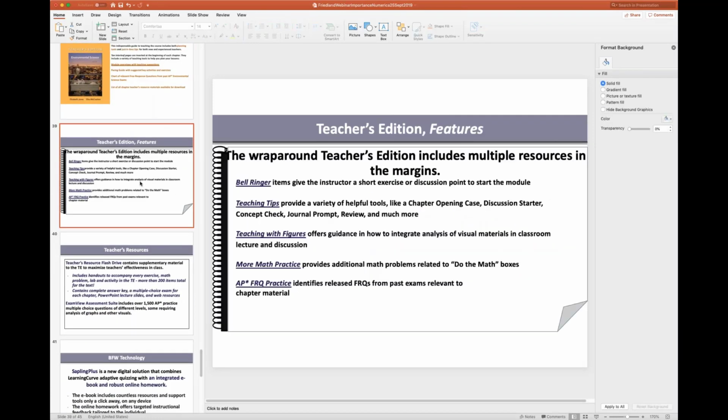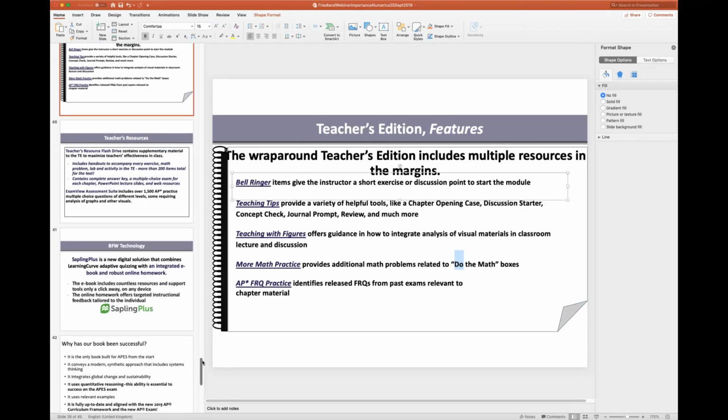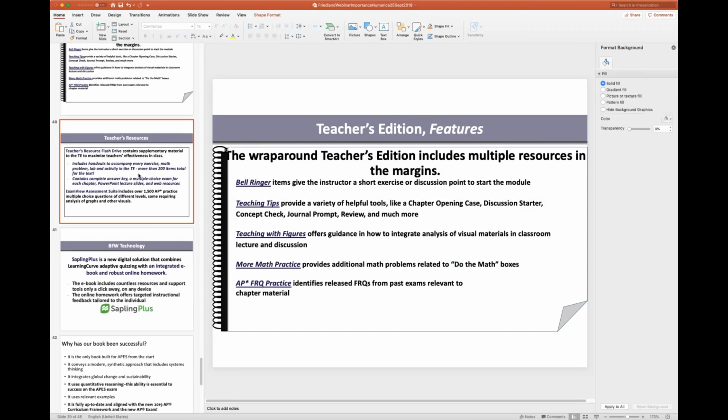There are other things that you might know about from the previous teacher's editions, if you've seen those, like bell ringers and the teaching tips, as I mentioned, and more practice math, additional math problems that are connected to the Do the Math boxes. Oftentimes we say that if your students are seeing math problems every week, when they get to their exam at the end of the year, they're not going to have a problem.